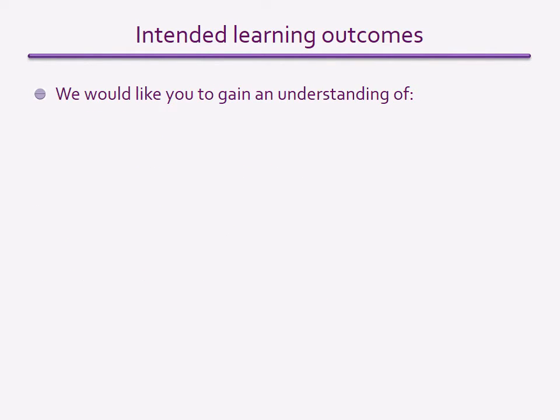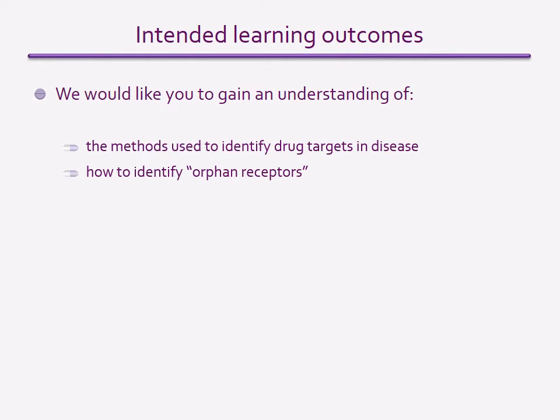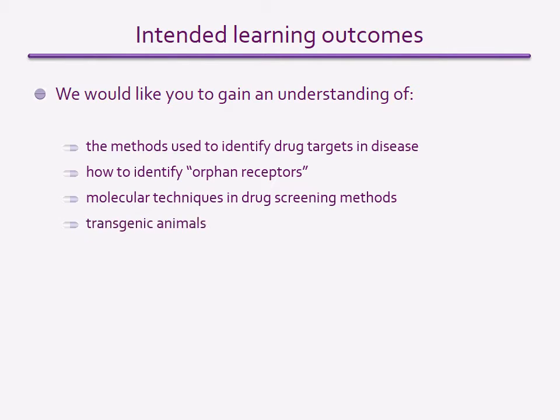The take-home messages from the lecture, and what we would like you to develop a good understanding of, are as follows. The methods used to investigate the link between genes and disease and identifying new drug targets. Orphan receptors and how to identify them. The molecular techniques that are used to develop assays for use in compound screening. Transgenic animals and how they are made. And how recombinant techniques are being used to generate protein drugs.